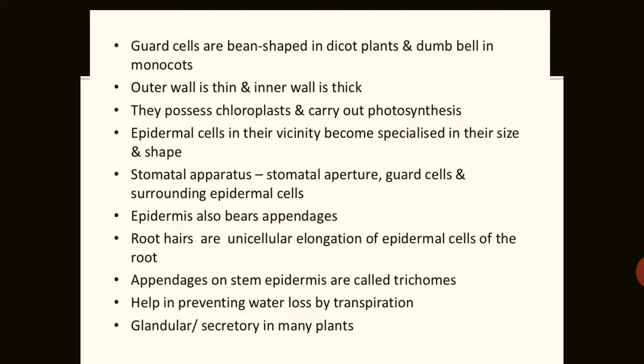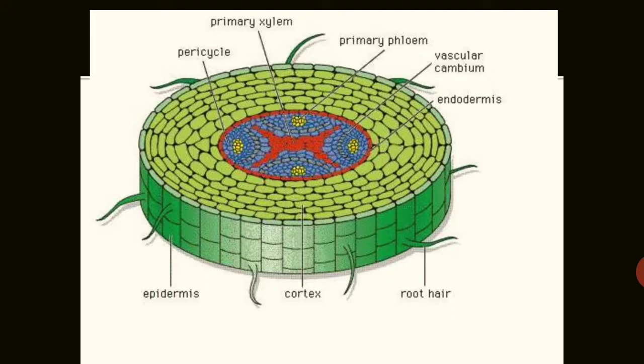Trichomes are always multicellular structures. They help in preventing water loss by transpiration, and glandular or secretory cells are present in many plants, responsible for the secretion of certain chemicals like resins and gums also. This is the typical diagrammatic structure, the transverse section.